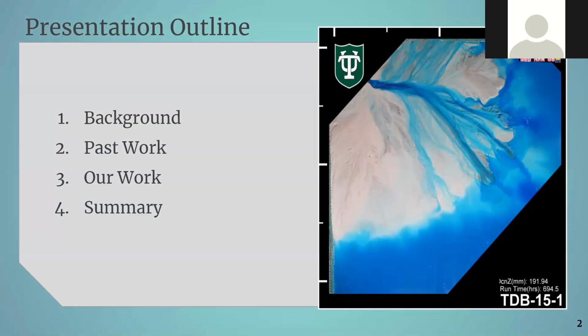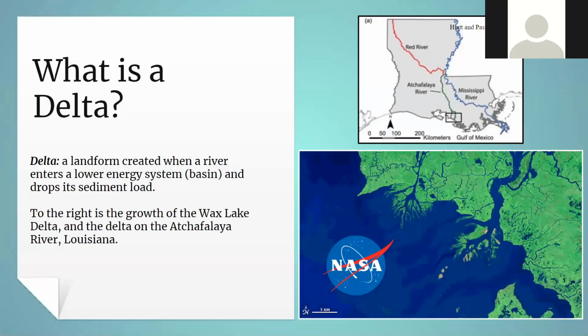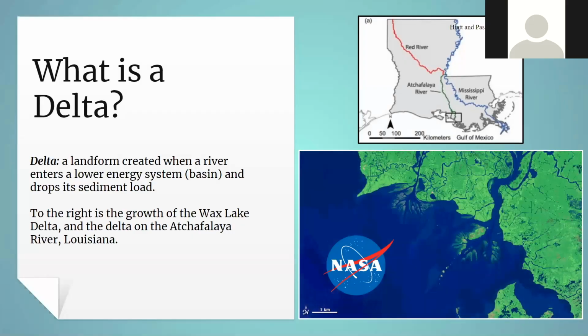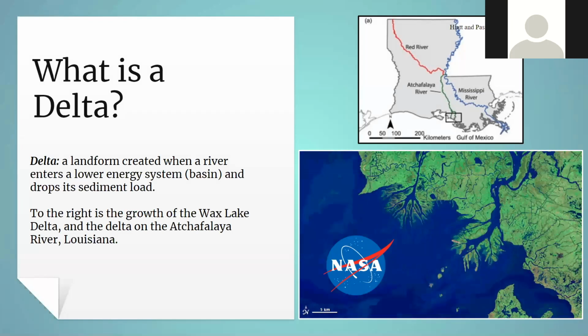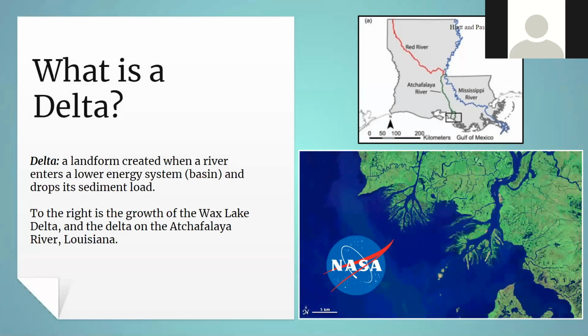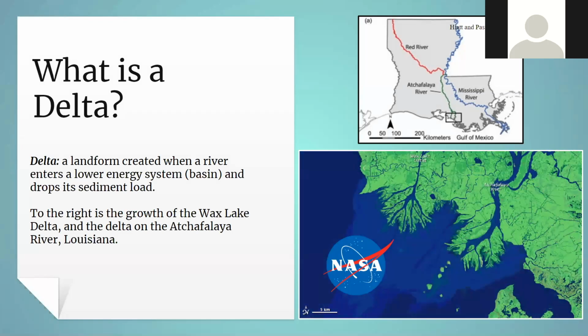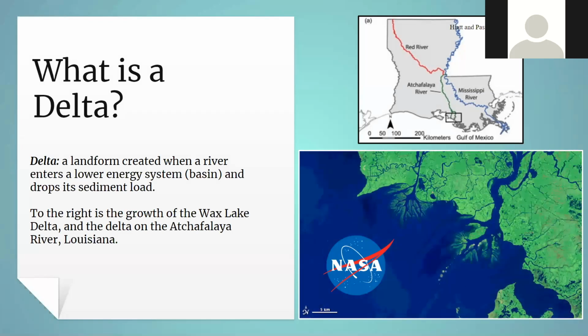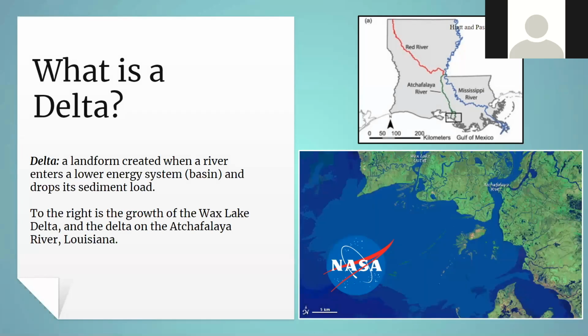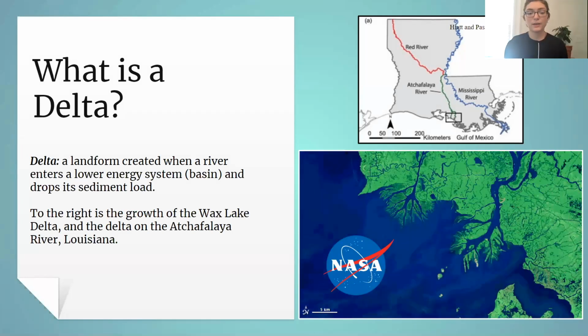So a delta, what is it? A delta is a low-lying landform created when a river enters a lower energy system and drops its sediment load, right? So a river moves pretty fast and carries all sorts of sand and silt as it goes. And when it encounters another water body, it slows down and drops all that sediment. And you can see these examples on the right.